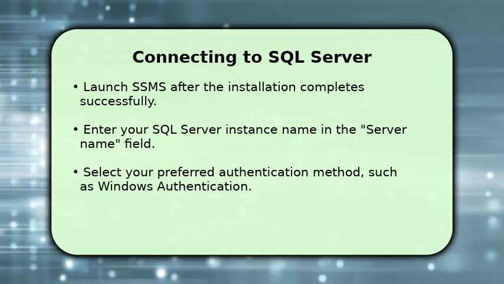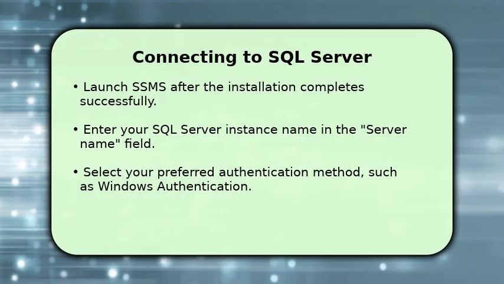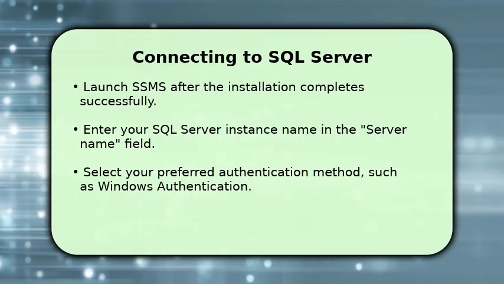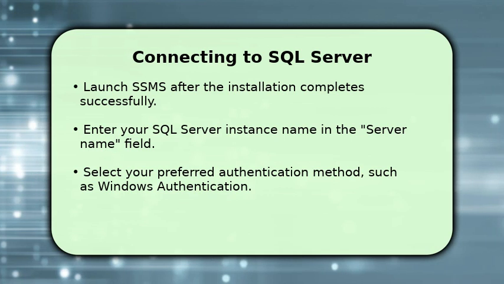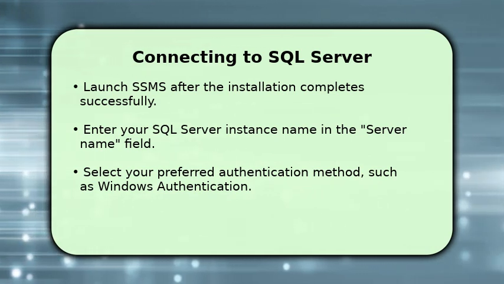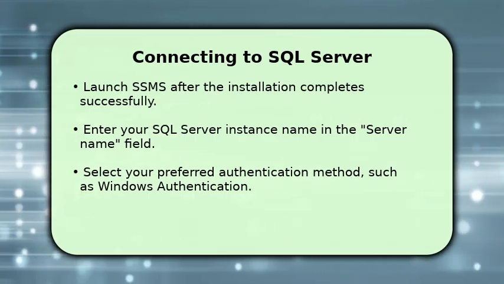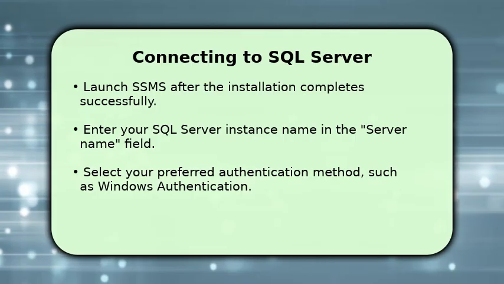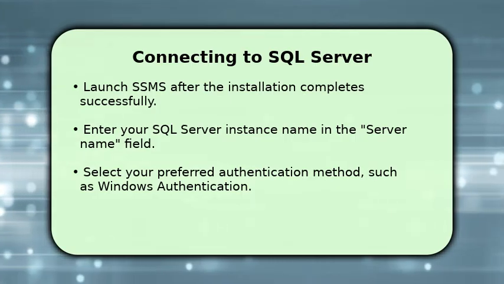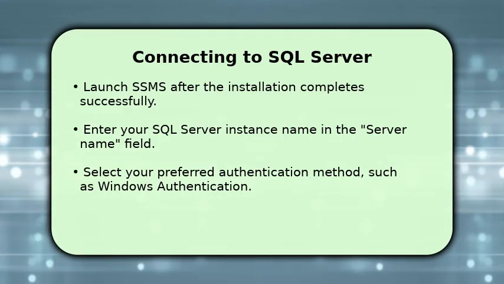Once SSMS is installed, it's time to connect to your SQL server. Launch the application, and a Connect to Server dialog box will appear. In the server name field, type your SQL Server instance name. Then, select your preferred authentication method, such as Windows authentication for integrated security. This step is crucial for accessing your databases securely and efficiently.